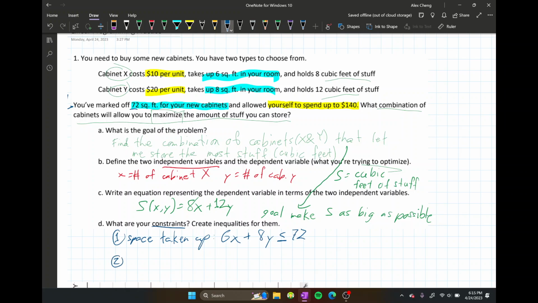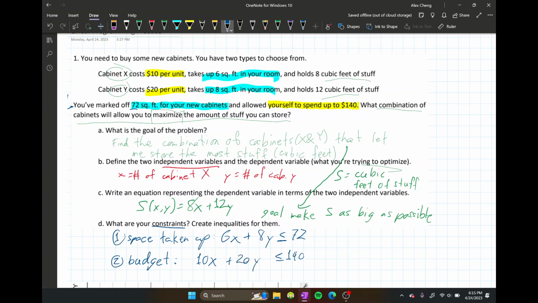Constraint number 2, we allow ourselves to spend up to 140. So again, the amount of money we can spend is going to be less than 140, which would be allowable, but it could be equal as well, because equal is not more than. And so that's okay. Sorry, I'm getting a little ahead of myself. So again, this is our budget constraint. The amount of money we spend, for each x, we spend $10. For each y, we spend $20.